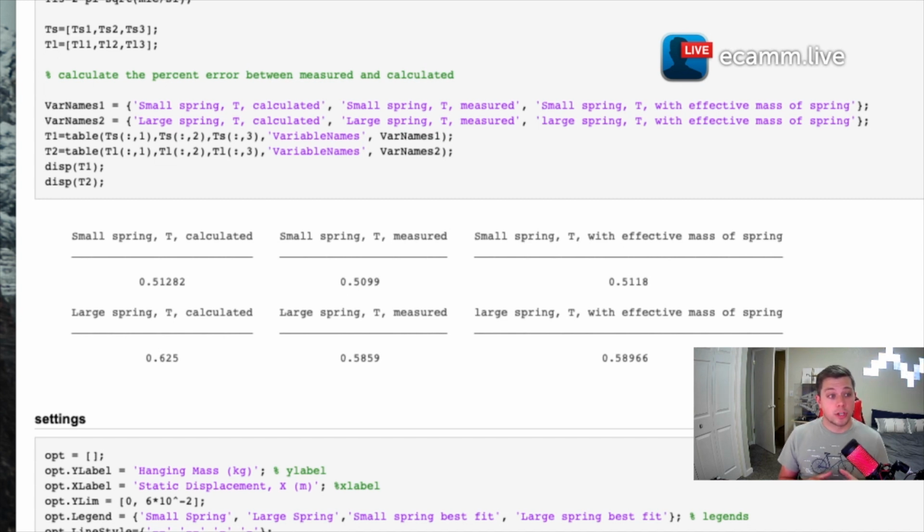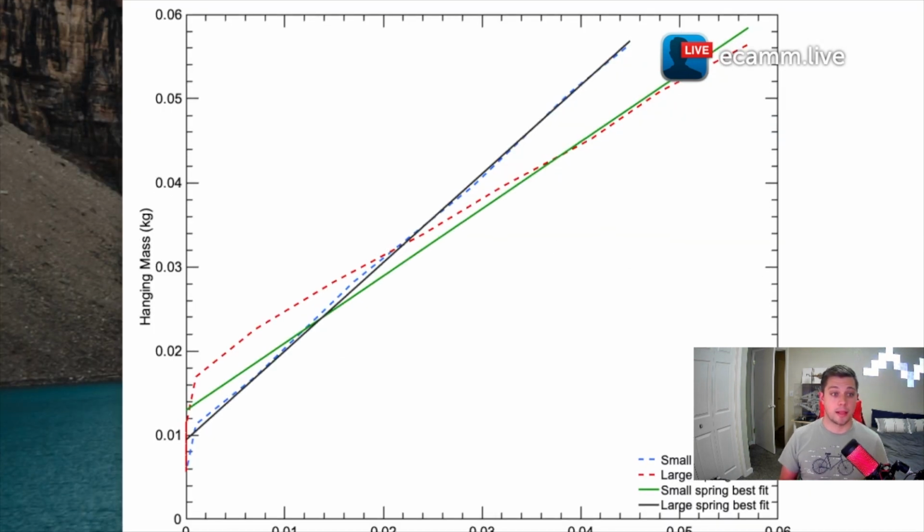However, for the large spring, we see a significant error between the calculated without the effective mass value and the measured value. However, we see a much reduced error for the measured versus the calculated value with the effective mass of the spring. There was some error in the estimation of the slope of the best fit line, as can be seen from the graph that we showed before, where the black line that matches up with the small spring data is very accurate, but the green line that matches up with the red spring data has some more error.